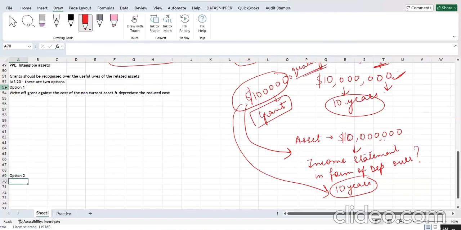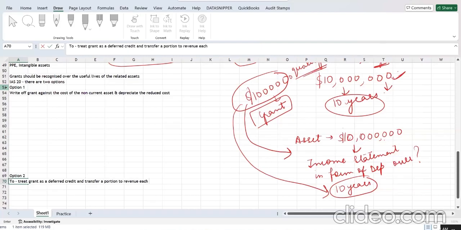Option two is to treat the grant as a deferred credit and transfer a portion to revenue each year, offsetting the higher depreciation charge on the original cost.